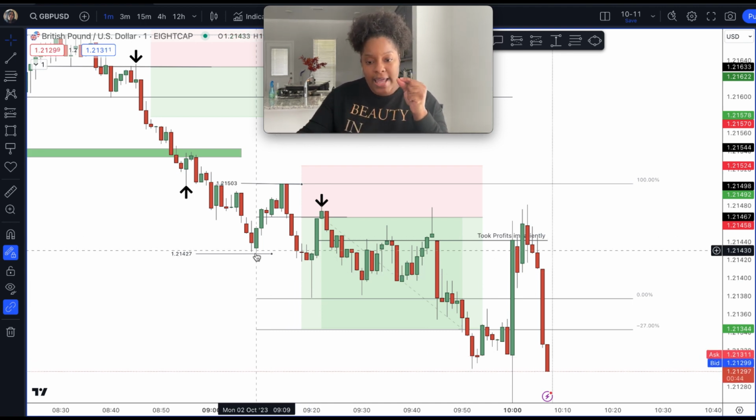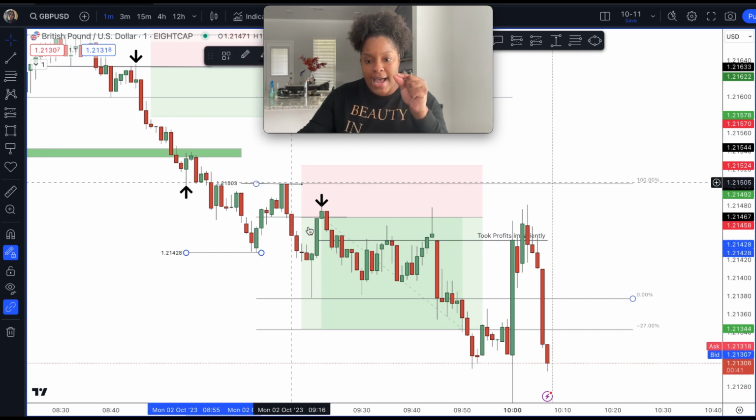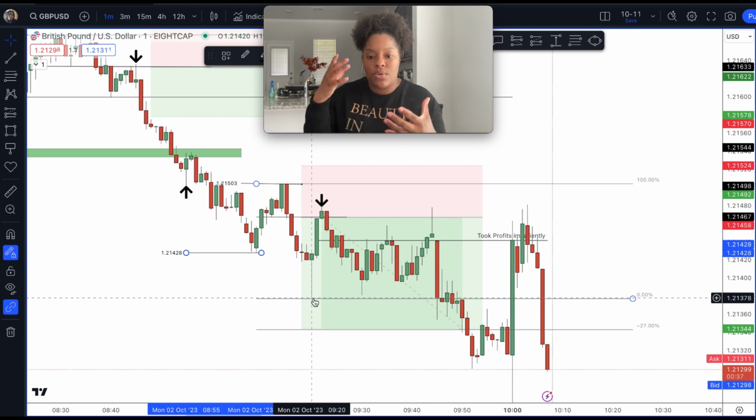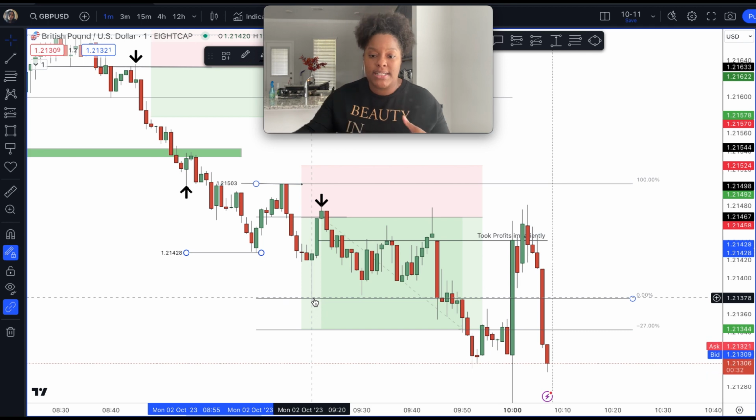So you can see here we had a lower low, lower high, lower low combination. It was the same on a 3 minute time frame. So I set my pending order based on a 3 minute time frame. I knew I wanted to be the seller.